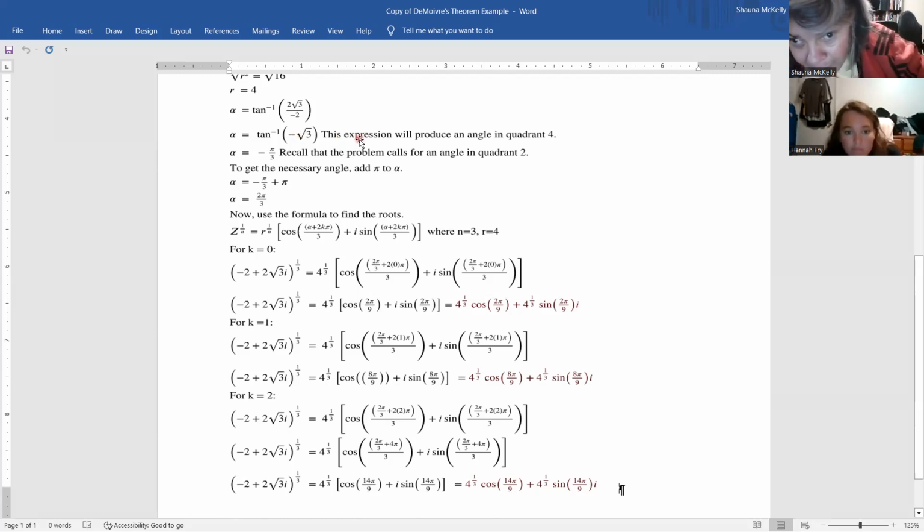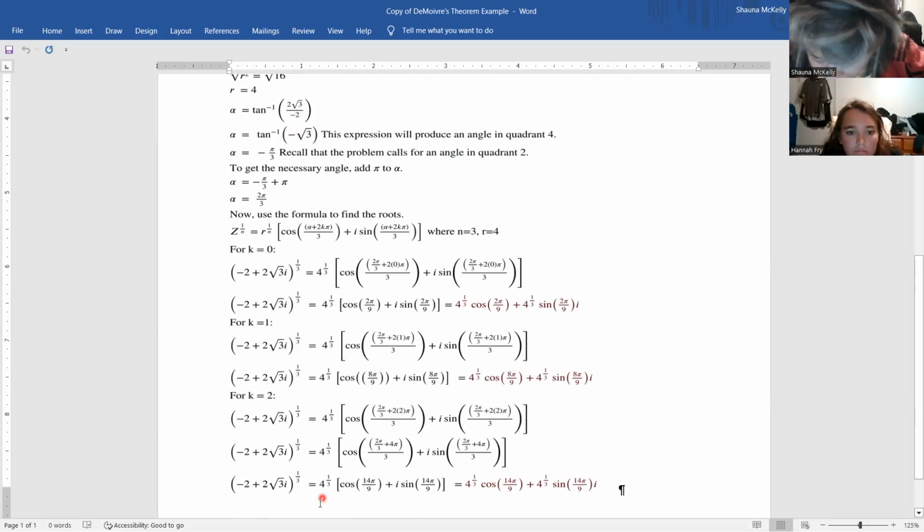Now, this expression, if you evaluate it, will produce an angle in quadrant 4. Now, how did I know that? Well, remember my A is like my X coordinate. I have this is B over A, right? So I'm looking at negative square root of 3, right? This is an angle in quadrant 4 if I do tangent inverse negative square root of 3.